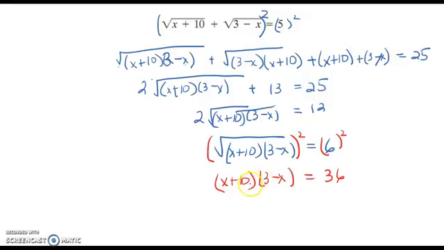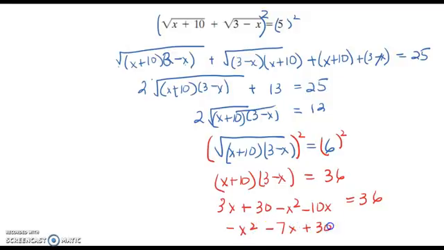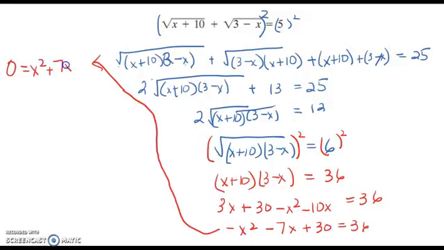By multiplying the left side out, we get 3x plus 30, and we get negative x squared minus 10x equals 36. So I'm left with negative x squared minus 7x plus 30 equals 36. In order to solve this, it is a quadratic, so I need to bring everything over to the same side of the equation. I tend to like positive coefficients of x squared, so I'm going to bring everything to the right side. So I get 0 equals x squared plus 7x plus 6. That gives me a factored form of (x plus 6)(x plus 1). So that means that my two solutions are negative 6 and negative 1.